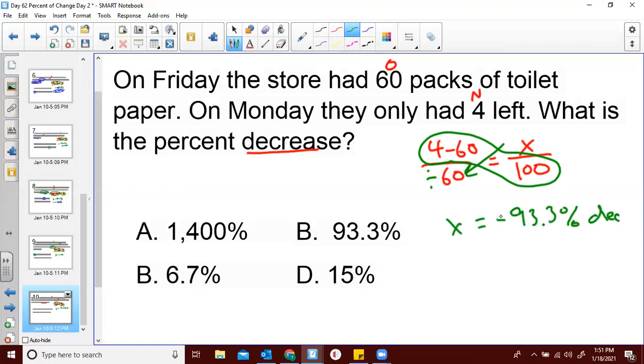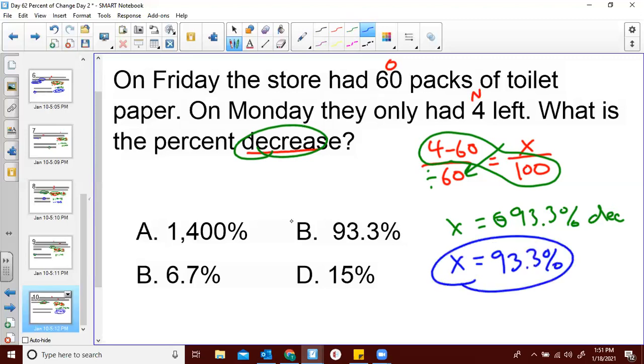All right, and I want to point out that this negative is because we're decreasing, but we know that our answer is always going to be positive, so it's 93.3% decrease.